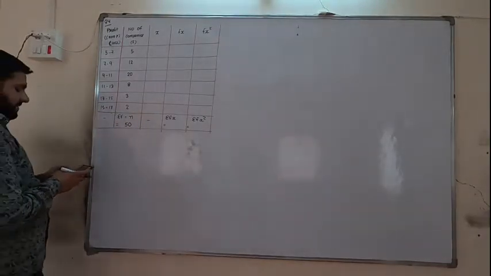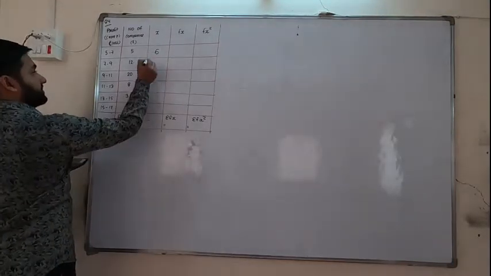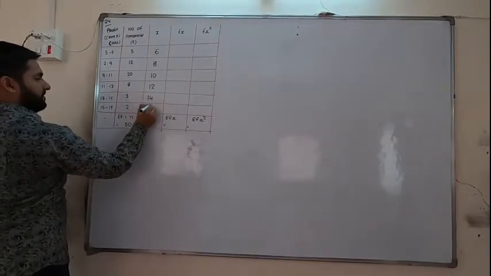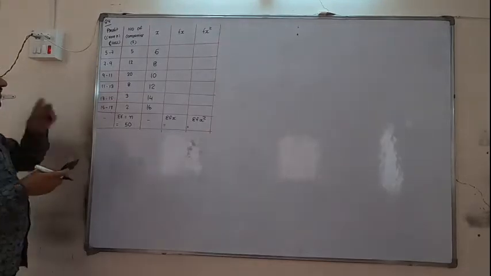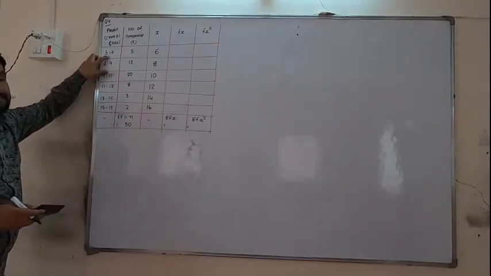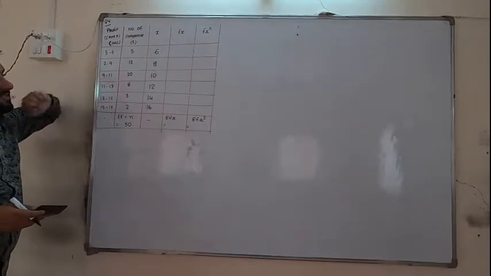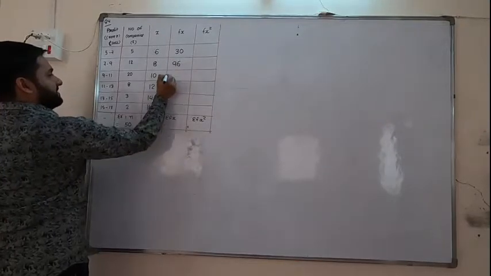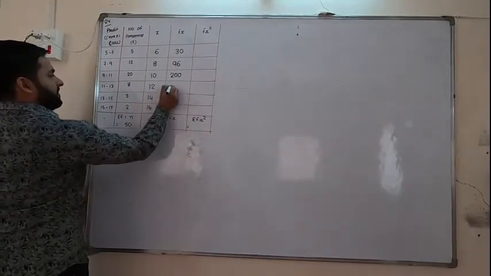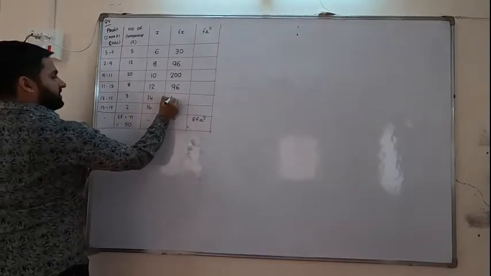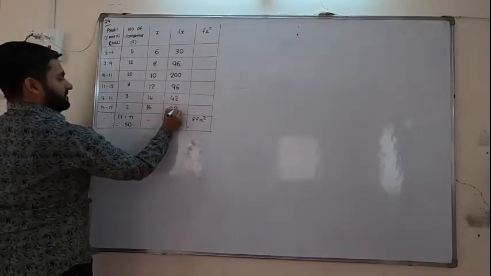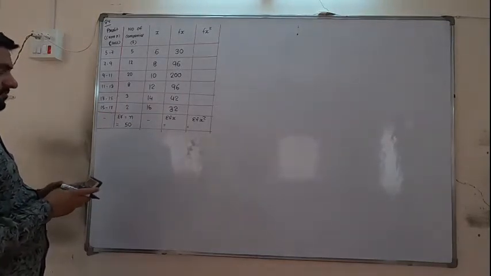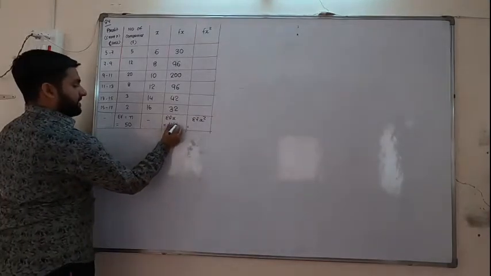Now x: 5 plus 7 by 2 is 6, then 8, 10, 12, 14, 16. These are all the mid values: for 5 to 7 the mid value is 6, for 7 to 9 it is 8, for 9 to 11 it is 10. So 6 fives are 30, 12 eights are 96, 20 tens are 200, 12 eights are again 96, 14 threes are 42, 16 twos are 32. 30, 96, 200, 96, 42, 32 total 496.